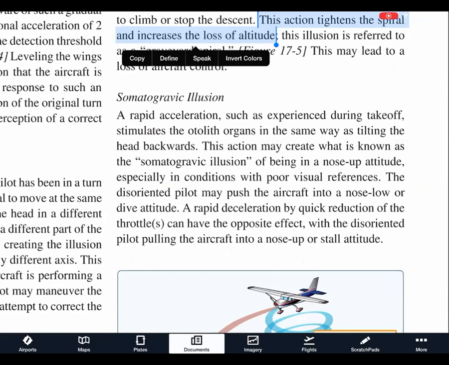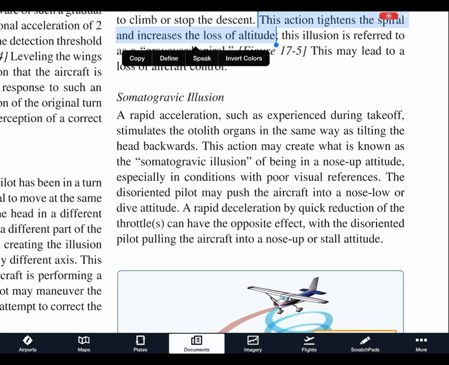So this moves not just from the vestibular system, but also the somatosensory system to, as we see at the very top there, a rapid acceleration such as is experienced during takeoff stimulates the otolith organs in the same way as tilting the head backwards. You also feel those pressures in the same way that you would if you were pitching up. So you feel the loads induced on your nerve endings in the same fashion, and that creates the illusion of pitching up or going into a nose-up attitude.